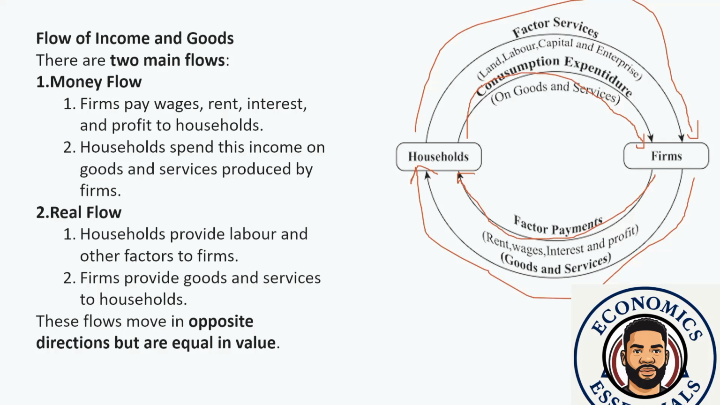Now, the second flow is what we call the real flow. Remember, the money flow has to do with the wages, rent, interest, and profit that is being paid to the household, and also the income on goods and services produced by the firm. That is the money flow. The real flow is a situation where the household provide labor and other factors to the firm, and the firm provide goods and services in return. So this flow moves in opposite direction but are equal in value.